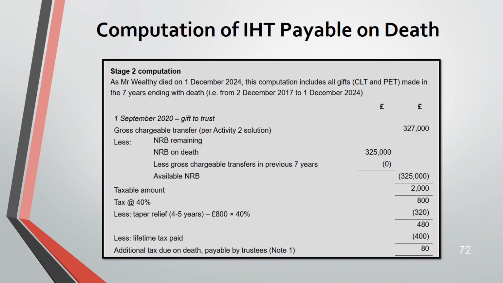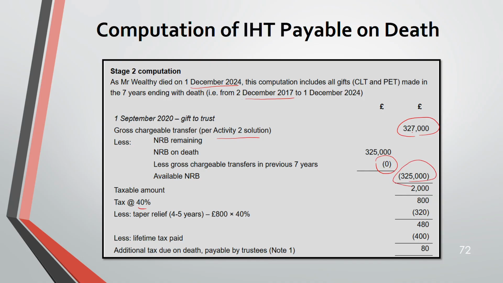So these are the solutions for activity 5. As you can see, Mr. Wealth is dying on 1st December 2024. If you go 7 years back, it is 2 December 2017. Okay, so this is as per the activity 2 solution, already calculated, and no gross chargeable transfer in the previous 7 years, it's 0. So the entire amount is applicable.